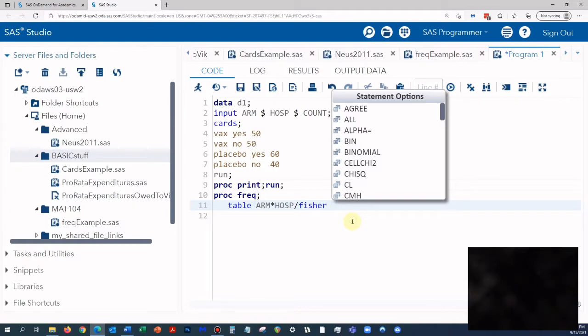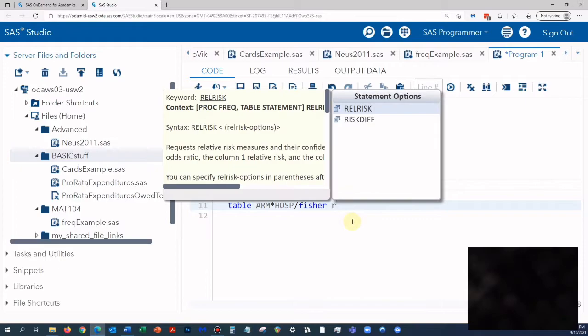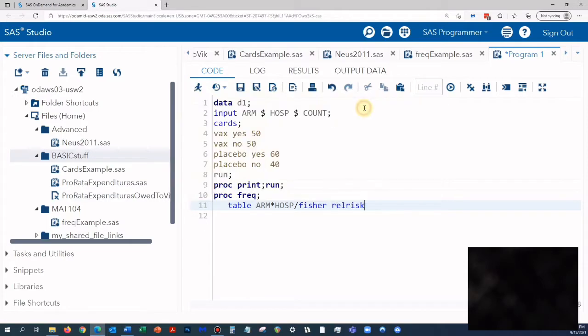Now, with this amount of study subjects, it's not going to do Fisher's exact test. It's going to do the chi-square test. But if we only had a few study subjects, it would do Fisher's exact test. The next thing I want to do is put relative risk in here. Notice all I did was type the letter R. I didn't even have to type relative risk. It's right here. Double click, semicolon. Okay, we're almost there.